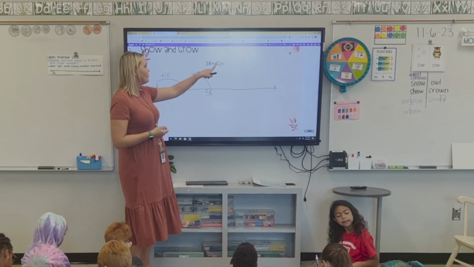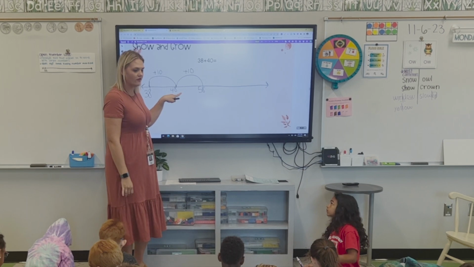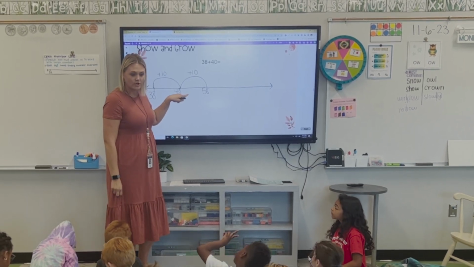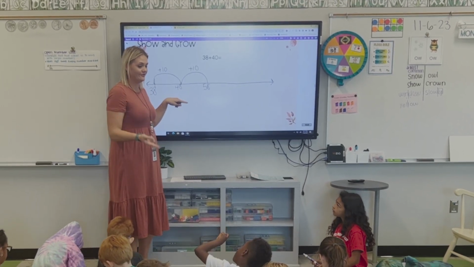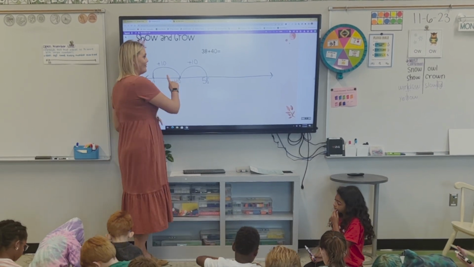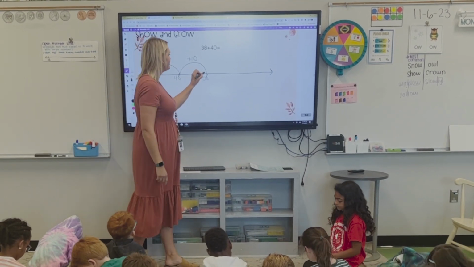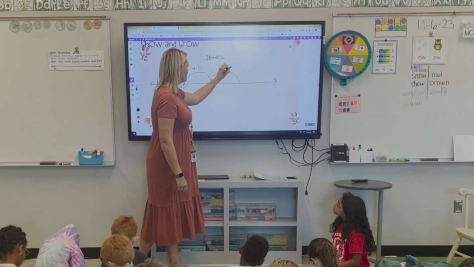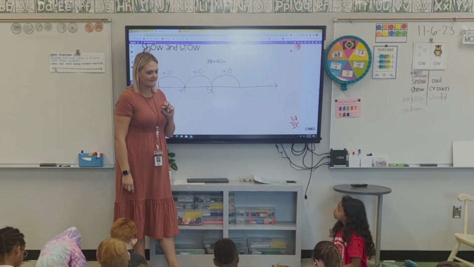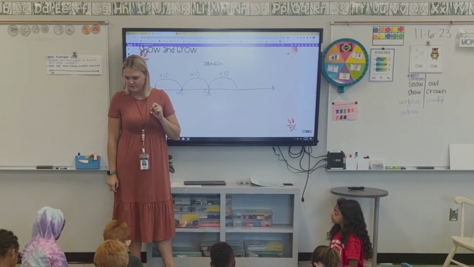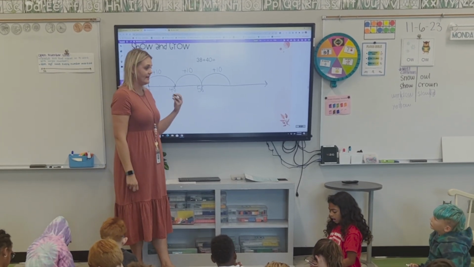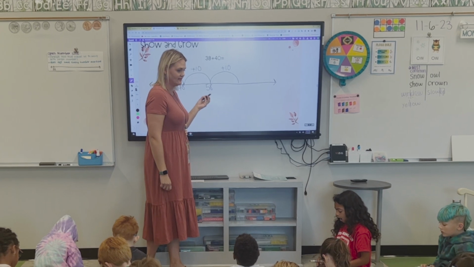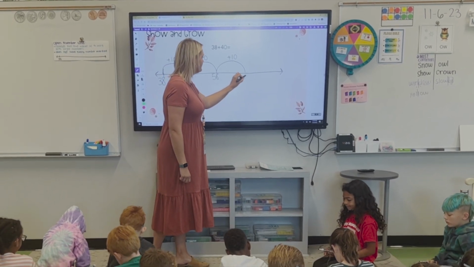So I had to do 4 jumps of 10, Marley told us. So far, how many jumps of 10 have we done? 2. So we need to do 2 more. I need 2 more jumps of 10. I'm going to show that I added 10. So 58 plus 10 is the same as 68.